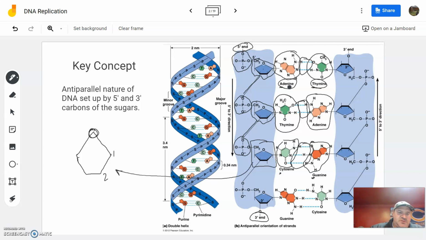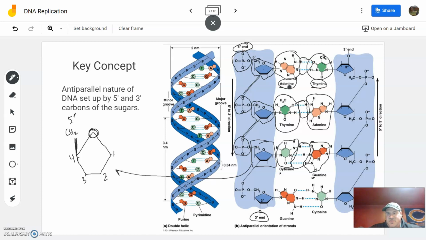There's 1, there's 2, there's 3, there's 4, and then there's a little stub that points up that has a CH2 group on it on the end here, and that's going to be carbon number 5. So there are 5 carbons on this little puppy, and they are numbered 1, 2, 3, 4, and 5. The 5', we name it with a prime. I've never found out why, but we name it with a prime, and we say, okay, that's the 5' end of the sugar, and this is the 3' end of the sugar.